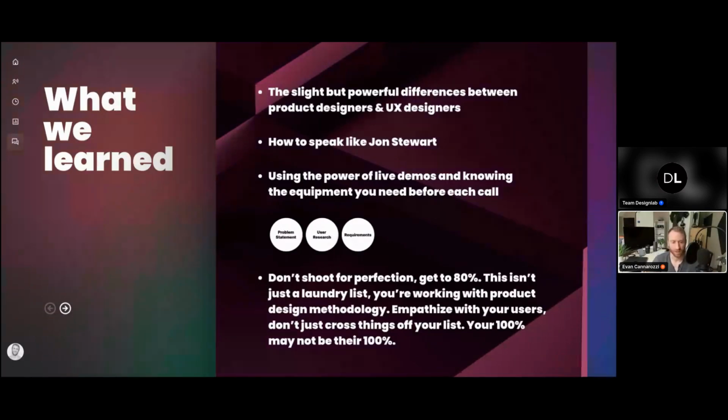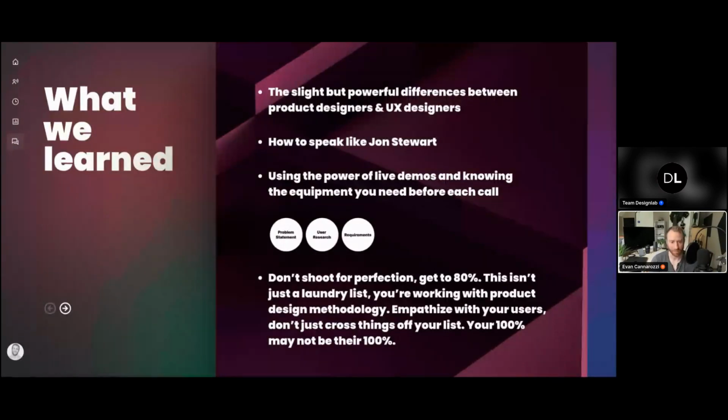How do we speak like Jon Stewart, right? Picking your idol, pick someone that speaks well, that speaks slowly, that speaks with conviction. And just understanding that when you're on stage, it's good to not only know all of the material that's planned for that workshop session, but you have to convey it in a meaningful way, right? Using the power of live demos.